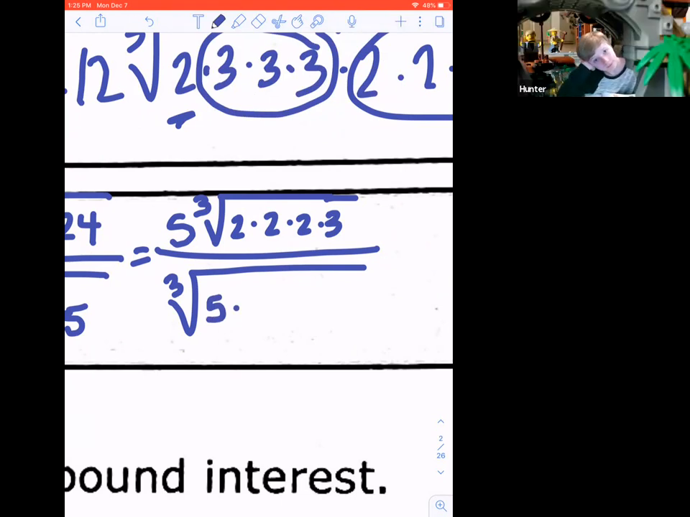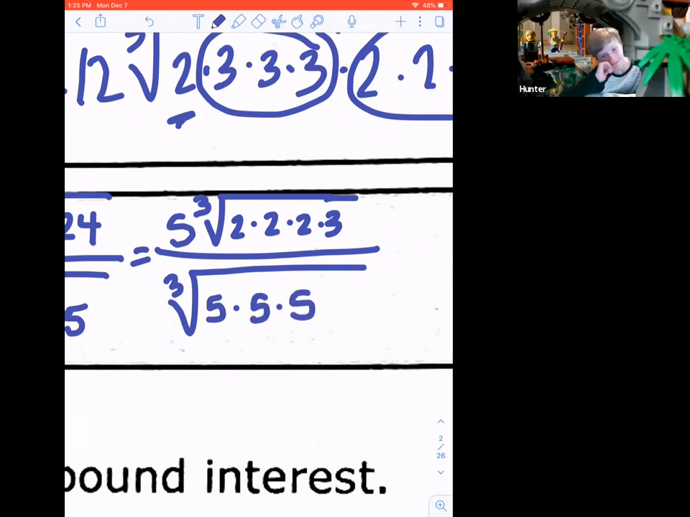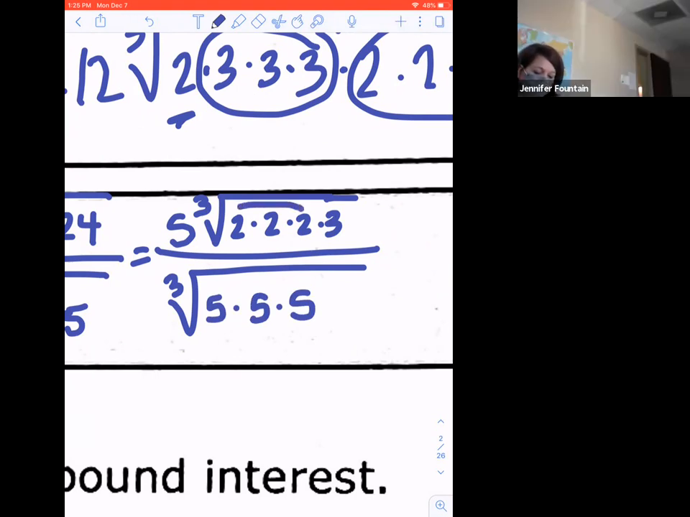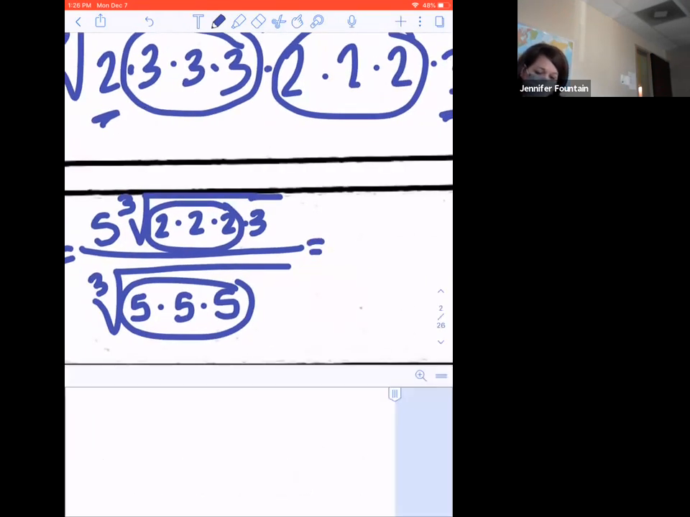25 times 25. And so what times what is 25? 5 times 5. Okay. So remember, I have an index of 3. So I've got 3 twos up here, 3 threes out here. So I've got my 5 that goes away.